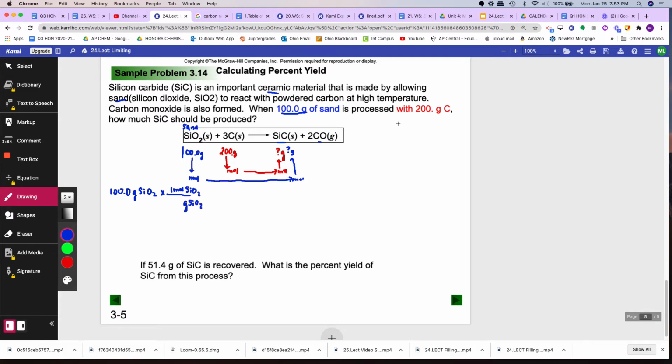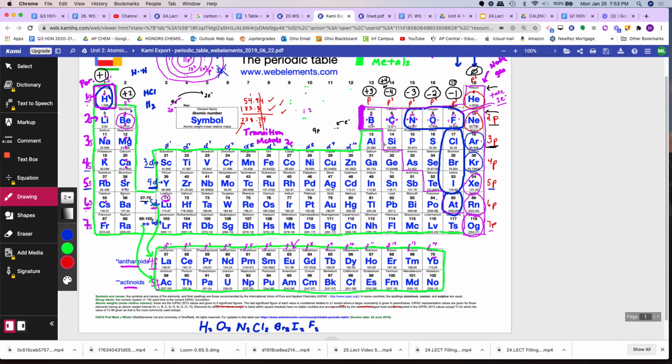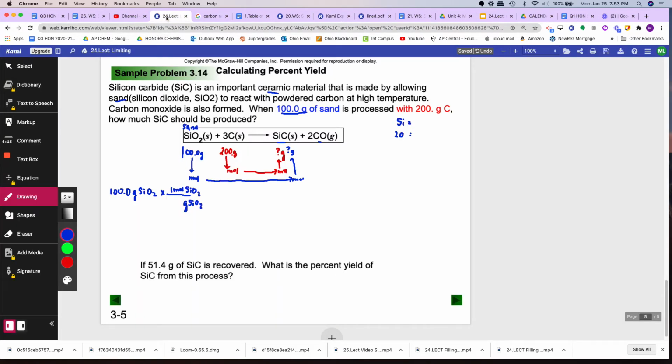Okay, so I'm going to look up Si and 2 O's. My Si, silicon, is 28.09 and oxygen 16.00. So this is 28.09, 16.00 times 2 is 32.00. 0.09, 10, carry 1, 3, 4, 5, 6, 60.09.